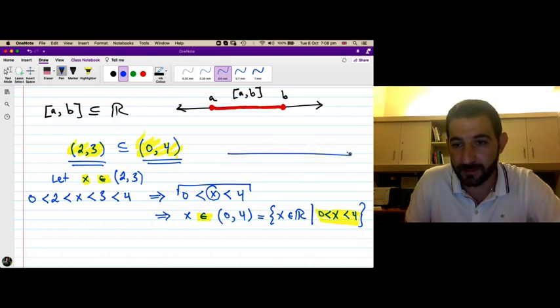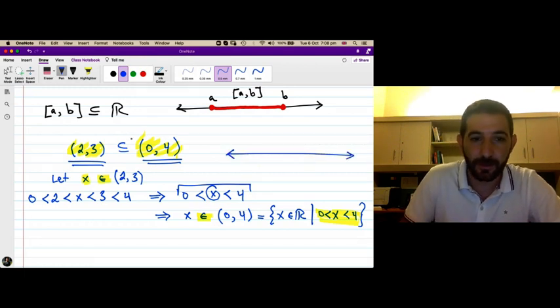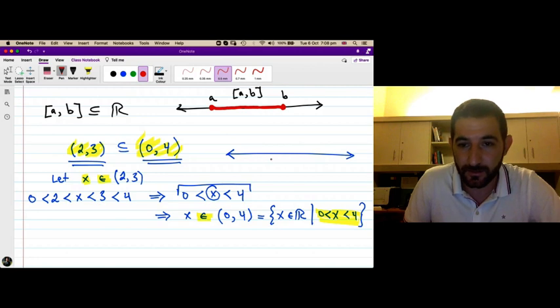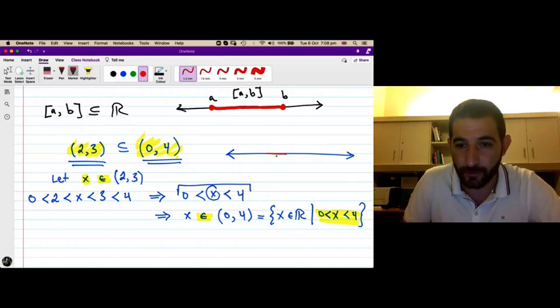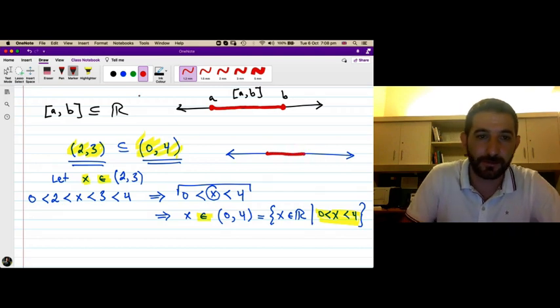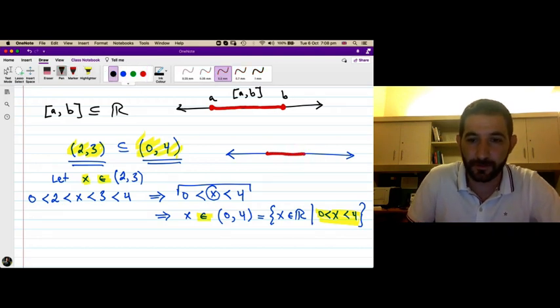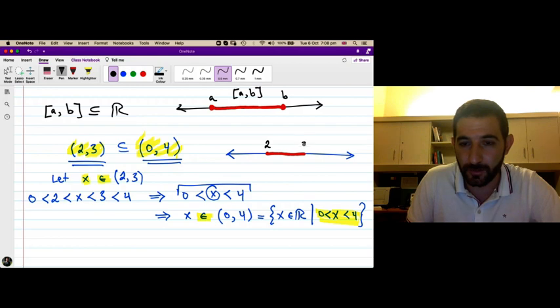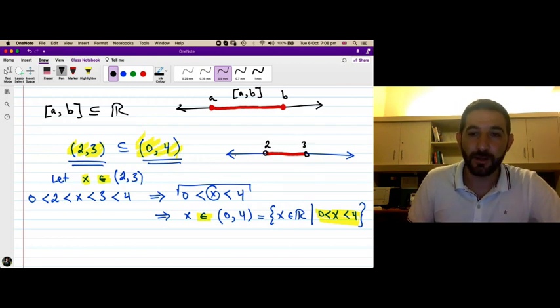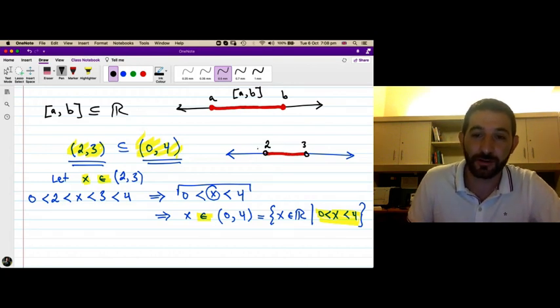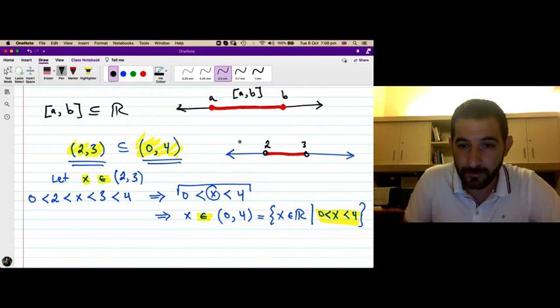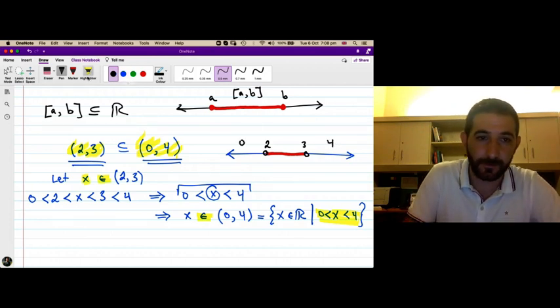Okay, in picture, this is R, and this is the interval from 2 to 3, say, but not including 2 and not including 3. Every real number here is also a real number in the interval from 0 to 4.